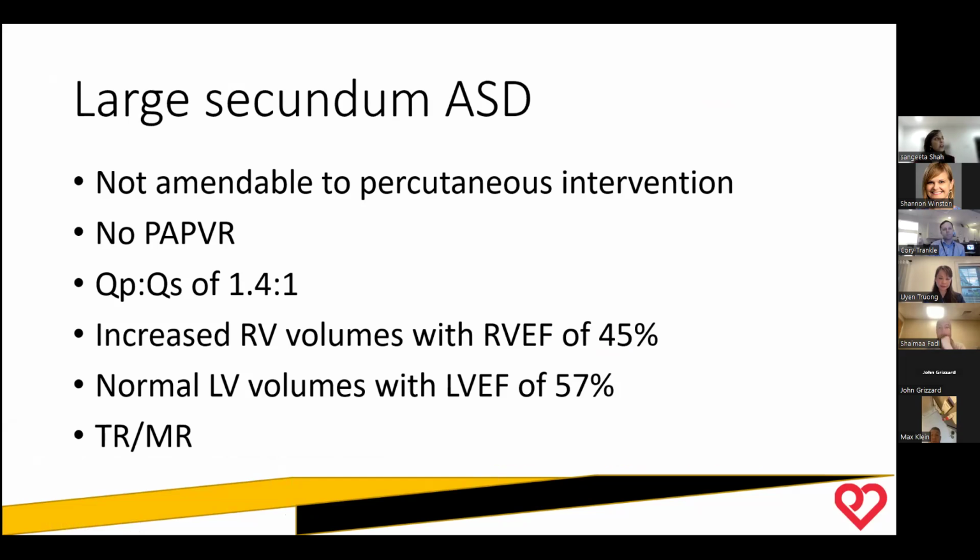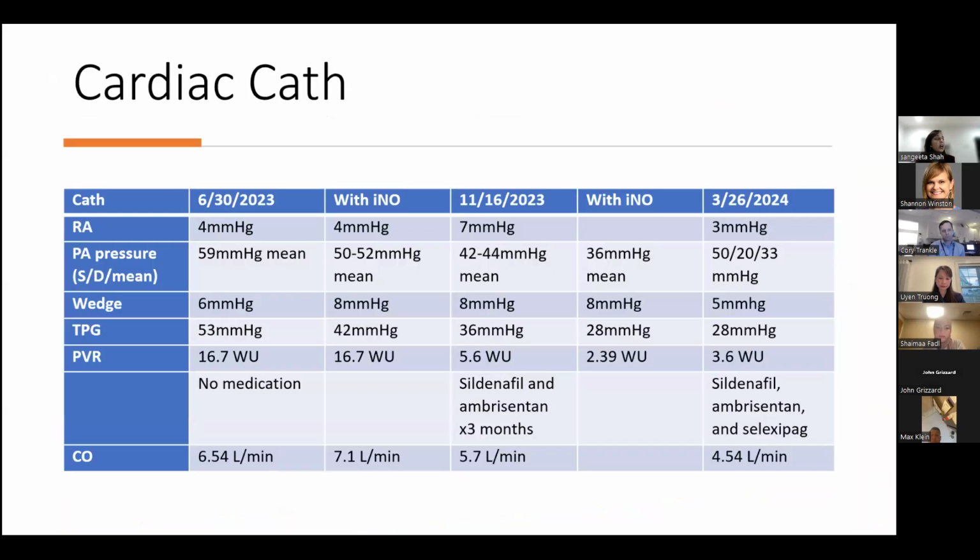So she has, by MRI, a large secundum ASD, not amenable to percutaneous intervention that we can tell by MRI by itself. She has no anomalous pulmonary veins. She has QPQS of 1.4 to 1, increased RV volumes with an RVEF of 45%, and normal LV volumes with an LVEF of 57. She did have TR that I showed you. Her MR was there, but not as visible. On echocardiography, which you need, her RV pressures were very much increased. And I'm going to show you the course of her cath and time that she was with us.